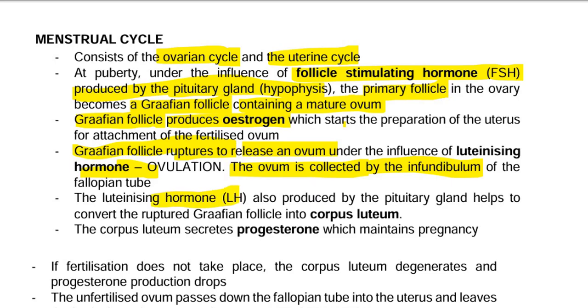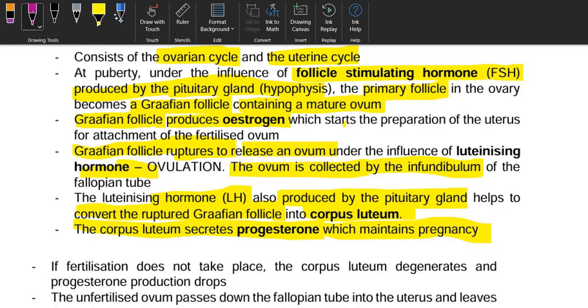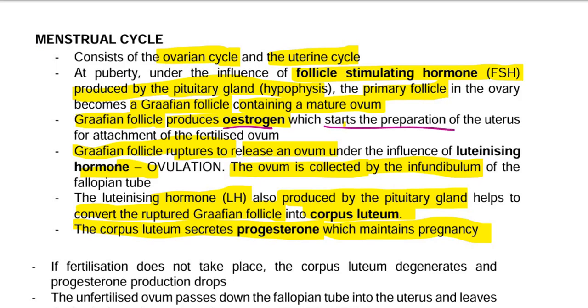Then LH, which is also produced by the pituitary gland, helps convert the ruptured graafian follicle into corpus luteum. The corpus luteum secretes progesterone, which maintains pregnancy. So progesterone maintains pregnancy. Progesterone levels are always high if someone is pregnant. Estrogen starts the preparation. Do you see the difference? Estrogen starts the preparation of the uterus for attachment, again, while progesterone maintains pregnancy. You see the difference between the function of estrogen and progesterone?